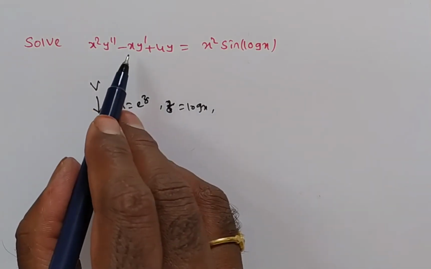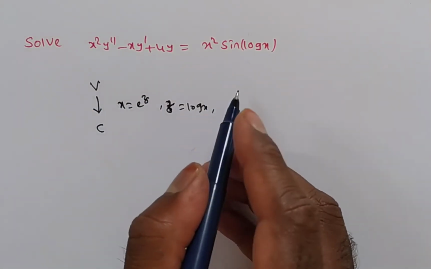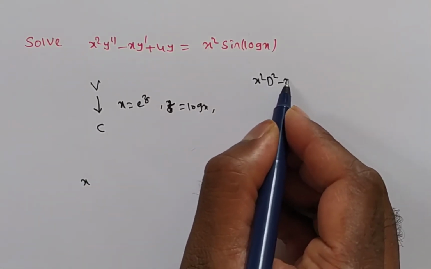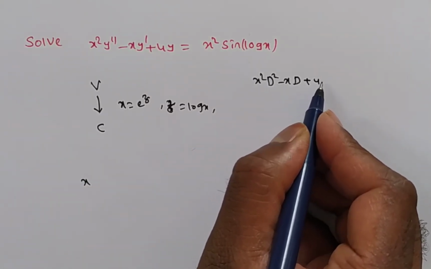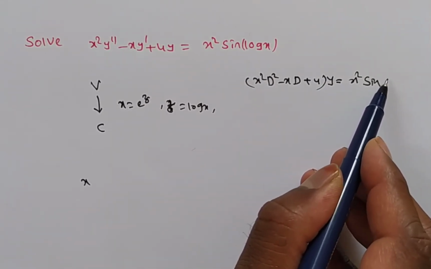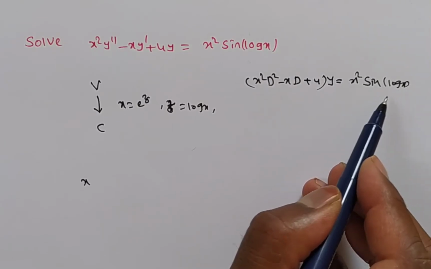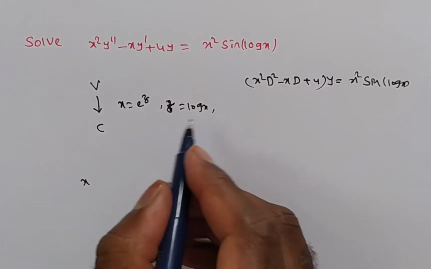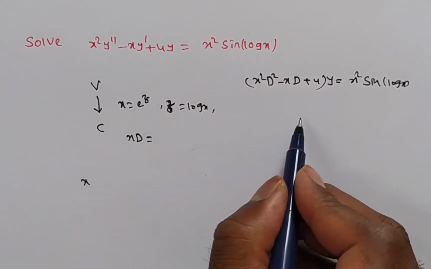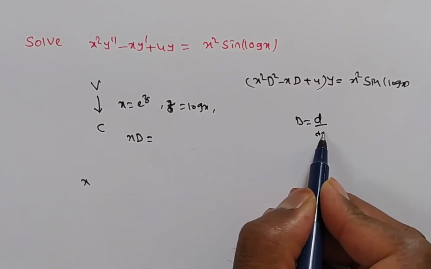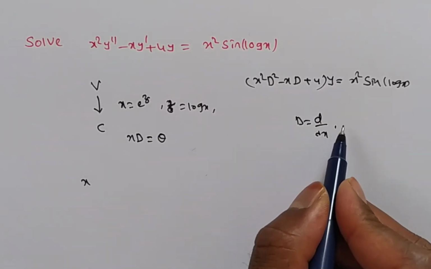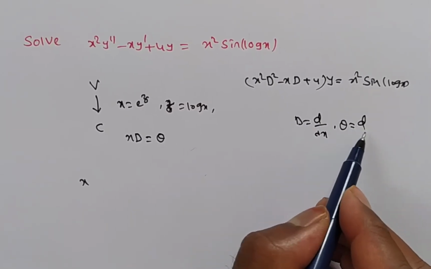And moreover, if you write this in operator form, then we will have x squared D squared minus x D plus 4 times y is equal to x squared into sine of log x. We have log x here, friends, you remember. Next, here you have x D. This x D also we have to change, where D is nothing but the differential operator with respect to x. So x D is nothing but theta, where in this case theta is a differential operator with respect to z.